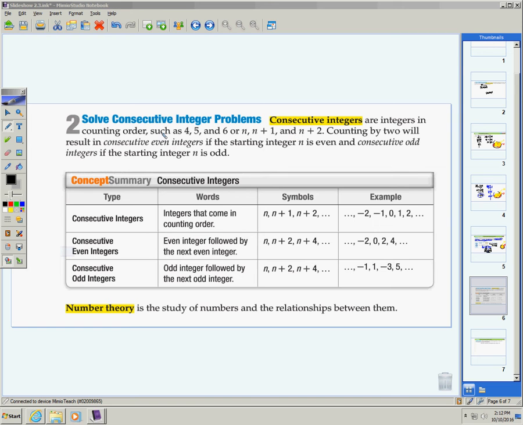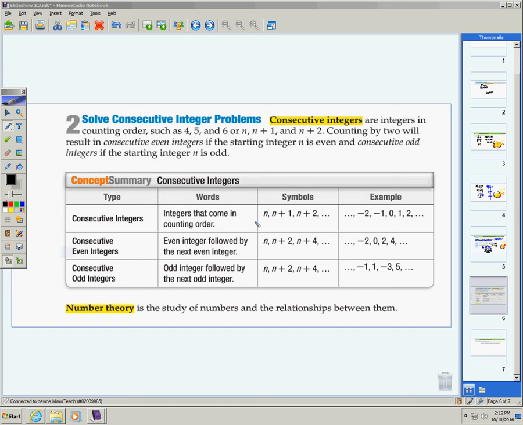Counting by 2, if you start with an even number, will give you consecutive even numbers, like 2, 4, 6, 8, 10, 12. And counting by 2, if you start with an odd number, will give you consecutive odd integers. For example, 3, 5, 7, 9, 11.